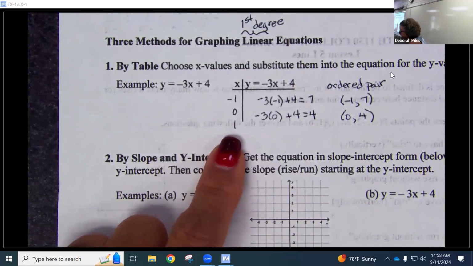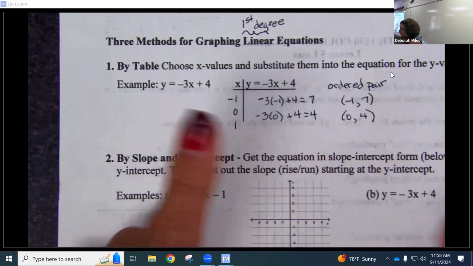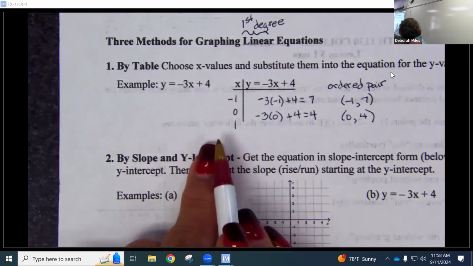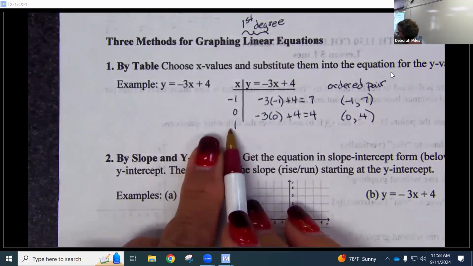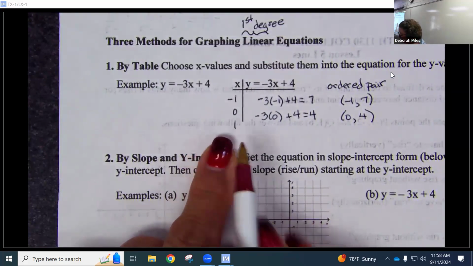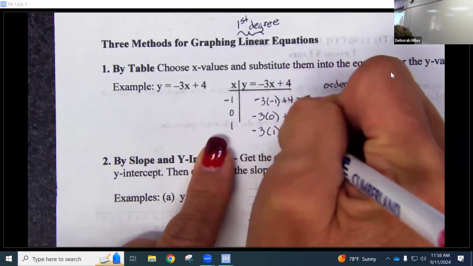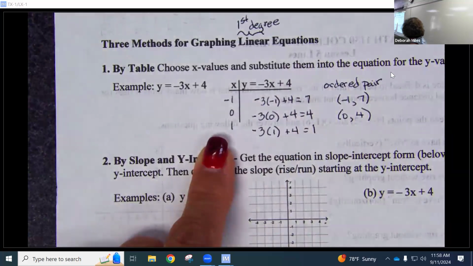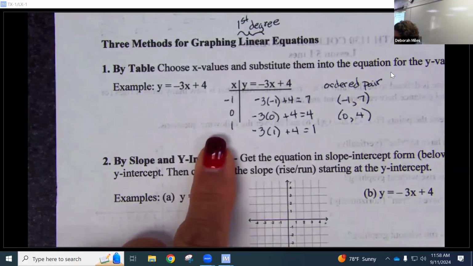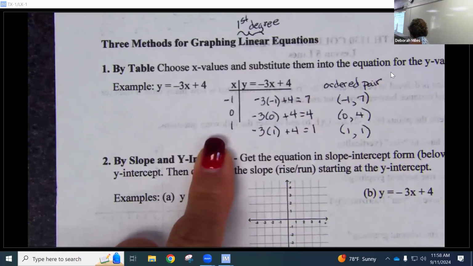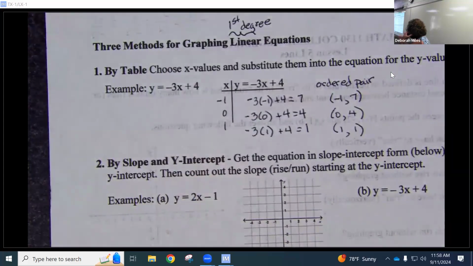And if I was lazy, I'd stop right there, plot those 2, call it done. But I'm not lazy. I like to check things whenever I can. So I'm going to choose a third X value, choose 1, and substitute it into the equation. Three ordered pairs I can graph, and all 3 are on the same line. I feel pretty good that that's the right answer.